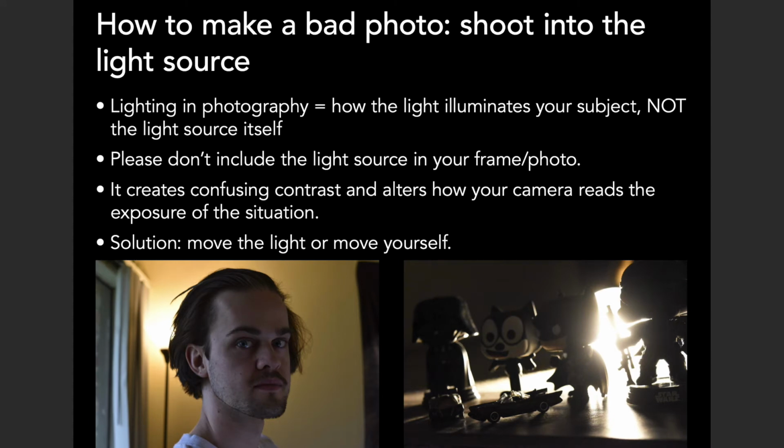As we're talking about backlighting, I always like to talk about how do you make a bad photo? And one of the ways that you can do this is to shoot directly into the light source. When we talk about lighting in photography, we're talking about how the light falls across and illuminates your subject. We're not talking about how you can photograph the light source itself.